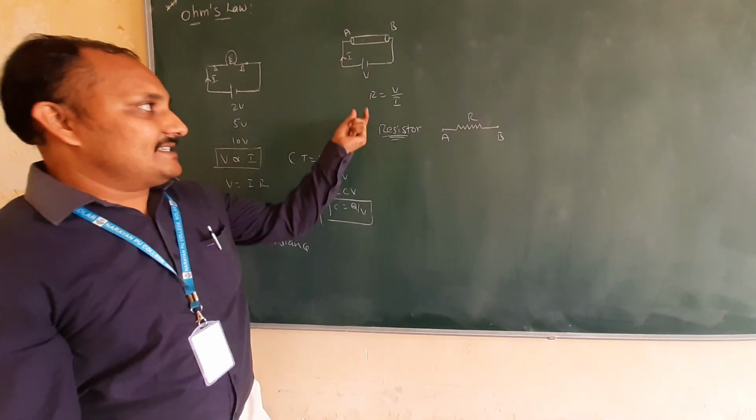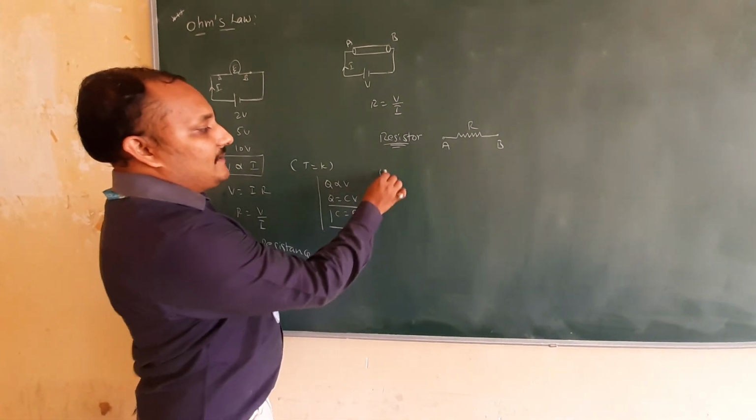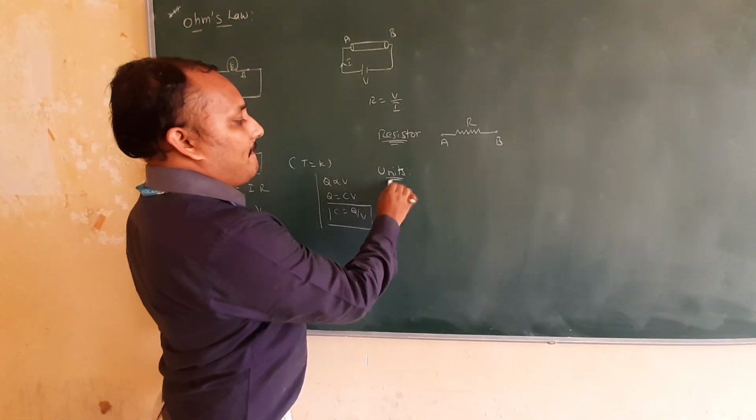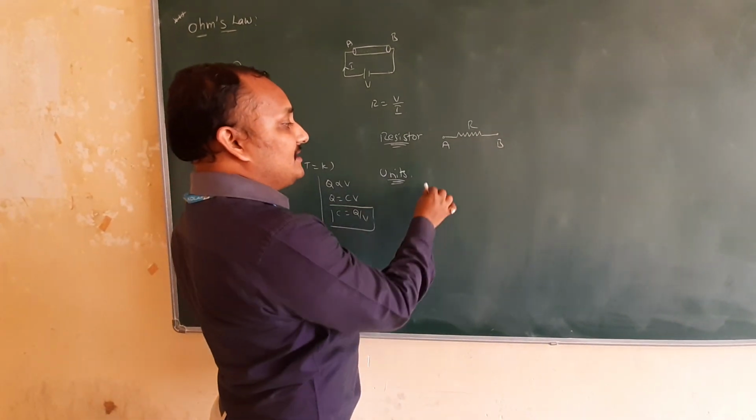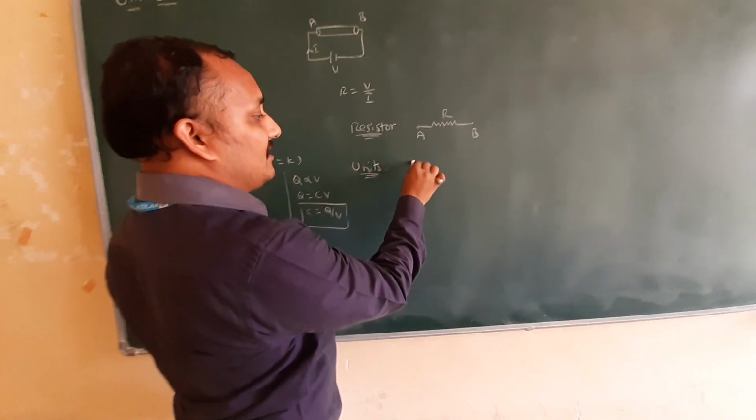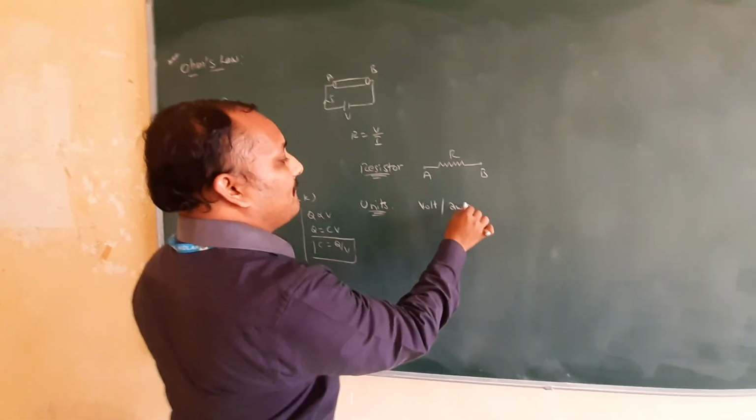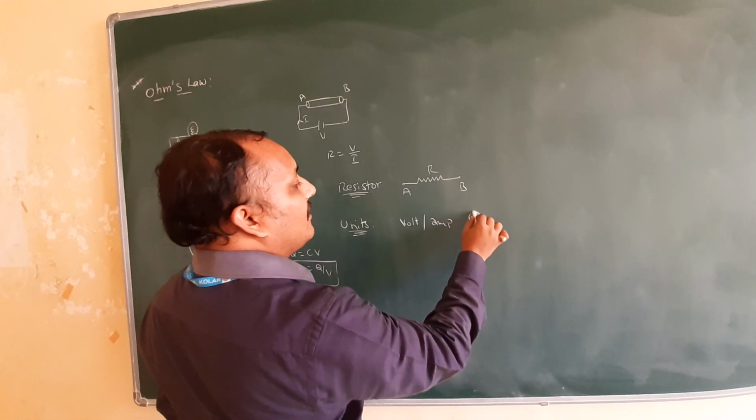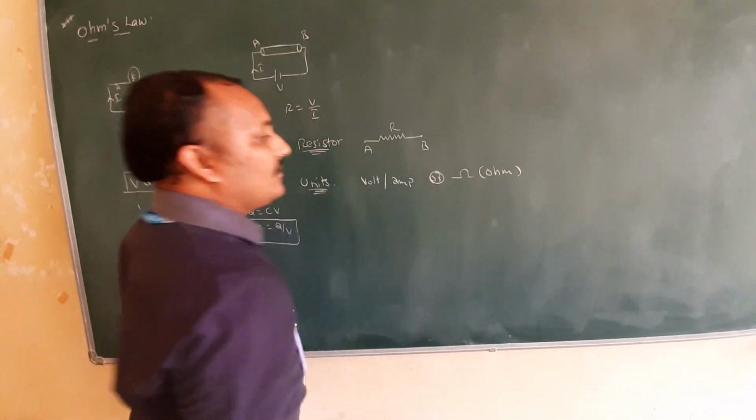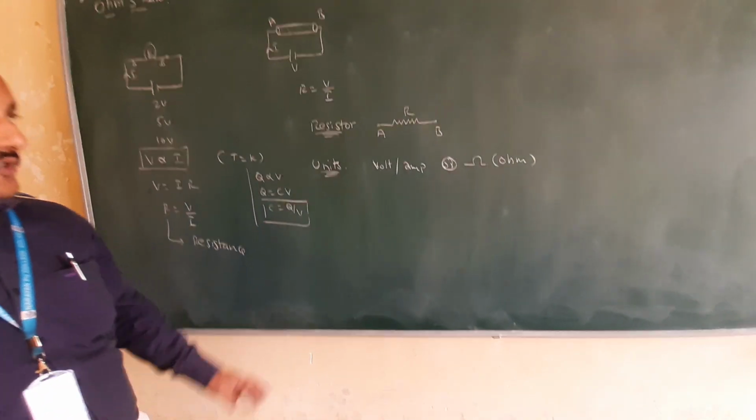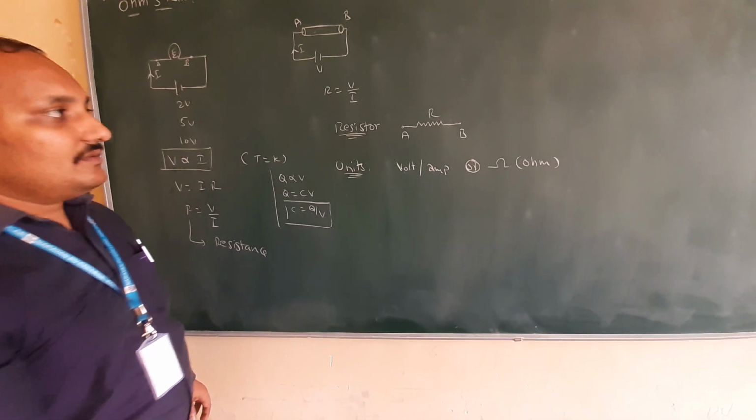Now we will see resistance: R is equal to V by I. What are the units for resistance? You know the voltage unit, volt. The current unit is ampere. So the unit is volt per ampere, which is written as ohm. Ohm is the unit of resistance.